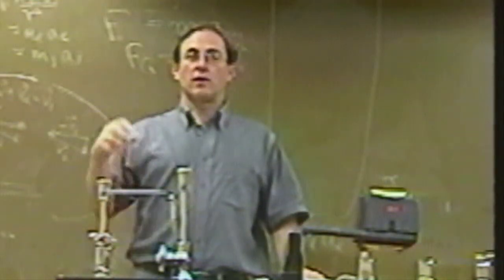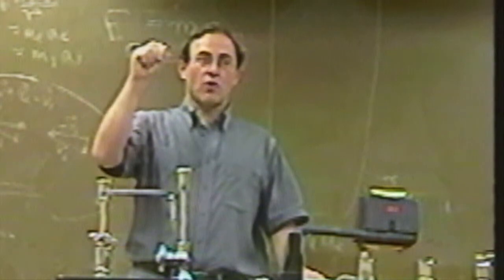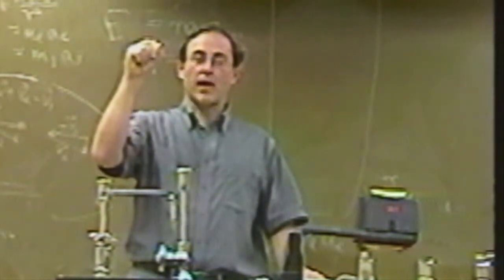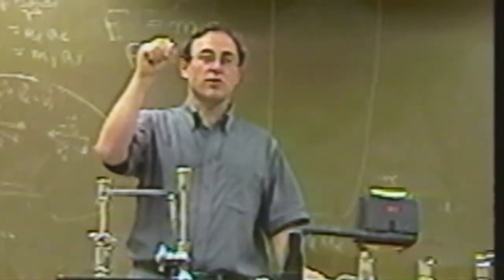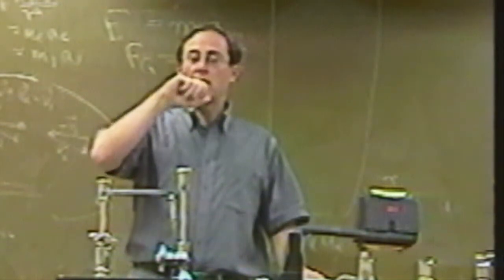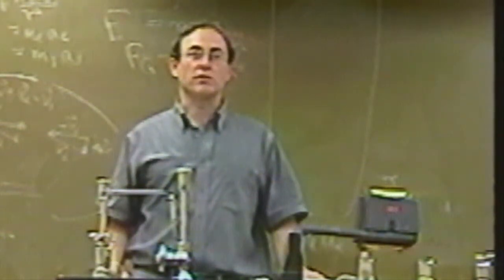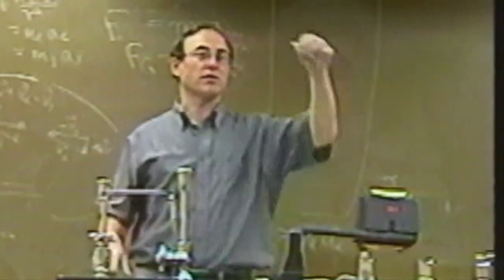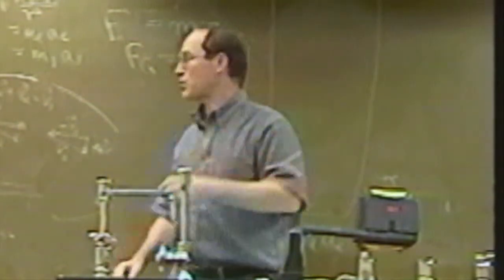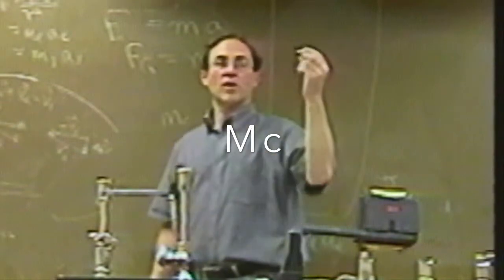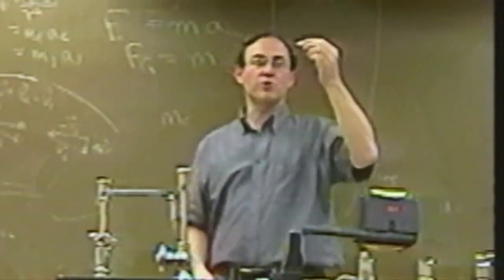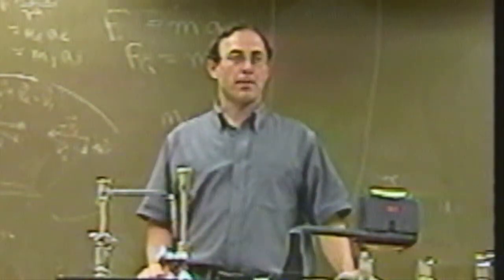We have an object of mass m over here near the Earth. It and the Earth are attracting each other by gravity, and I want to find out what is its acceleration. What is the acceleration of this object, this piece of chalk, with the mass m chalk? What is its acceleration due to the interaction between it and the Earth? How would you solve that?